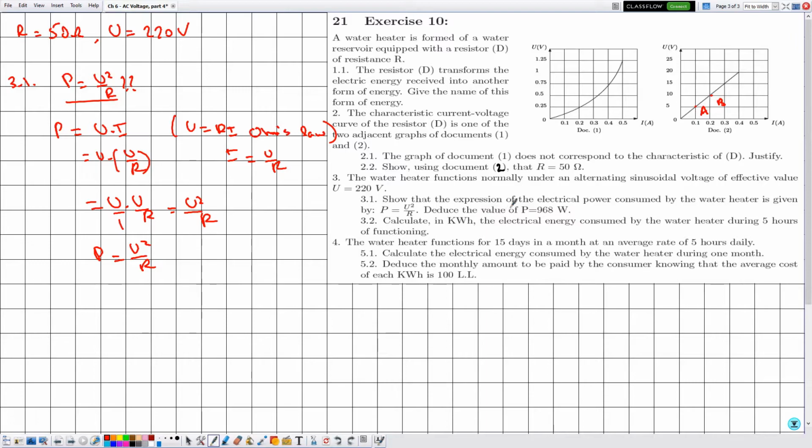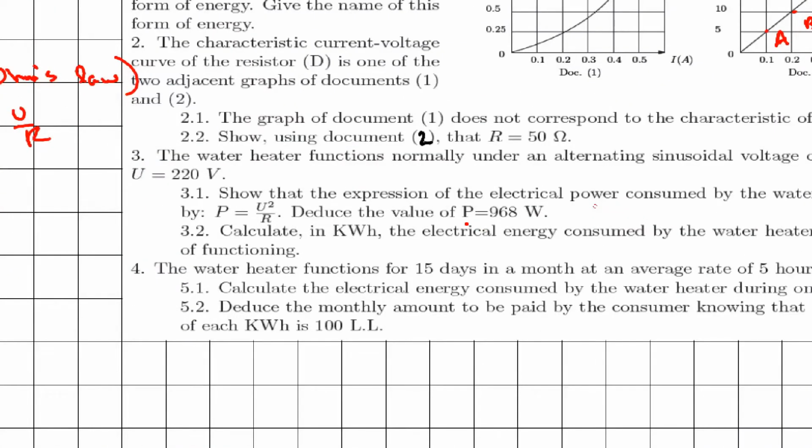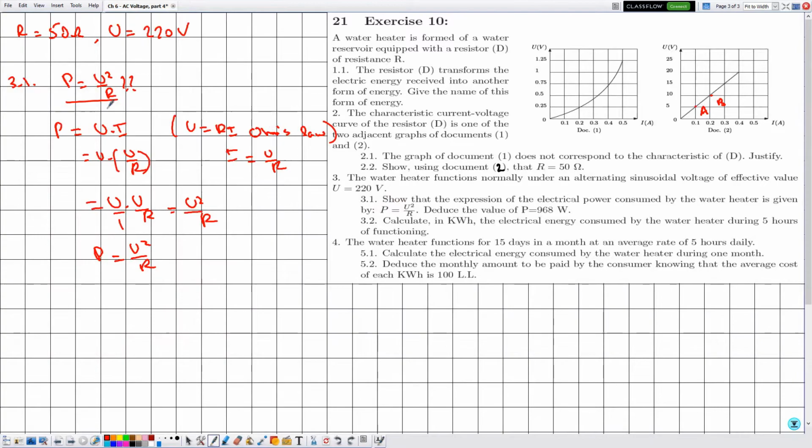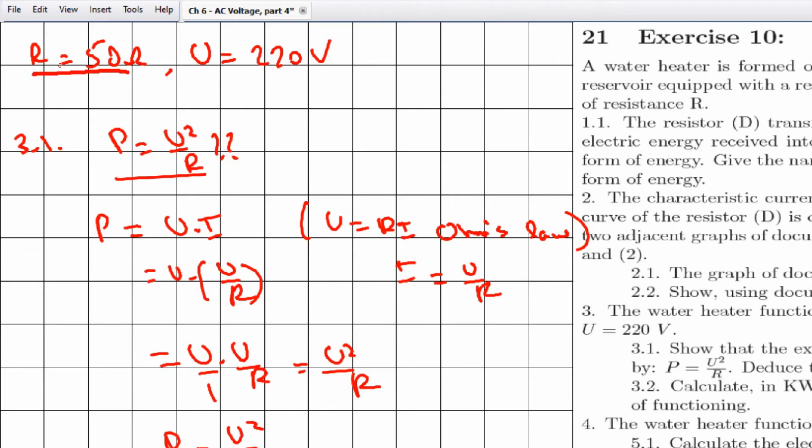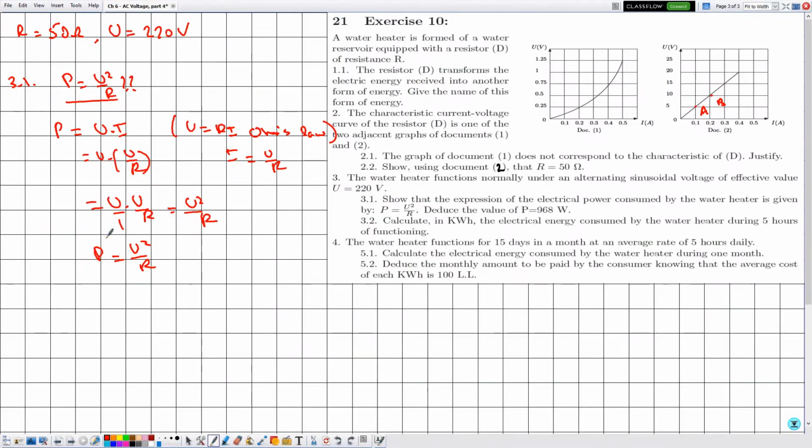Now in the same part they are telling me deduce the value of P is equal to 968 watts, and by deduce it means that we need to use the previous part. In the previous part we have proven the following form, and if we refer to the previous calculated values and the given, we have that the value of R and U are given by the following.